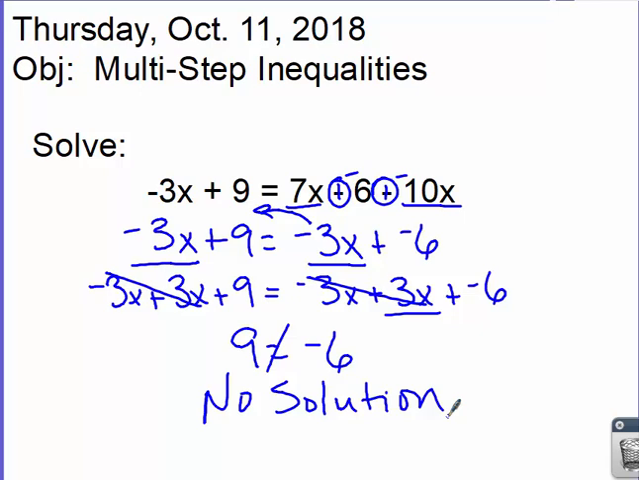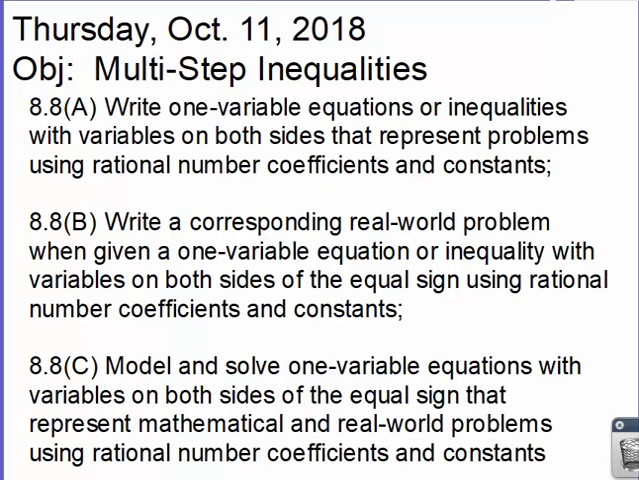Now, today what we're going to look at is multi-step inequalities. So you may end up with this same thing happening in an inequality. So we'll find out. Okay? So why do we do this? Well, the state of Texas says this. This is what we have to know.